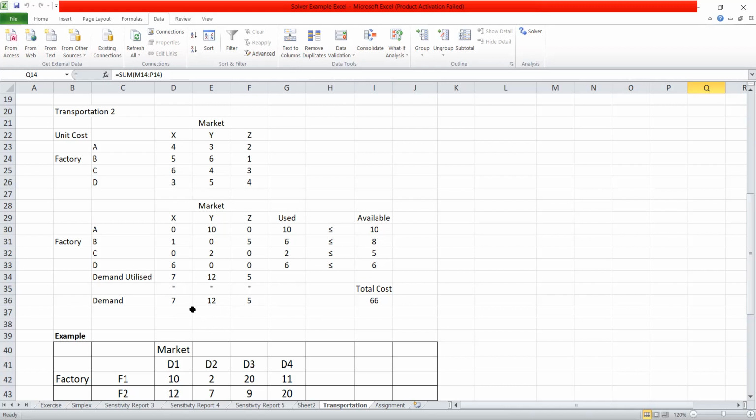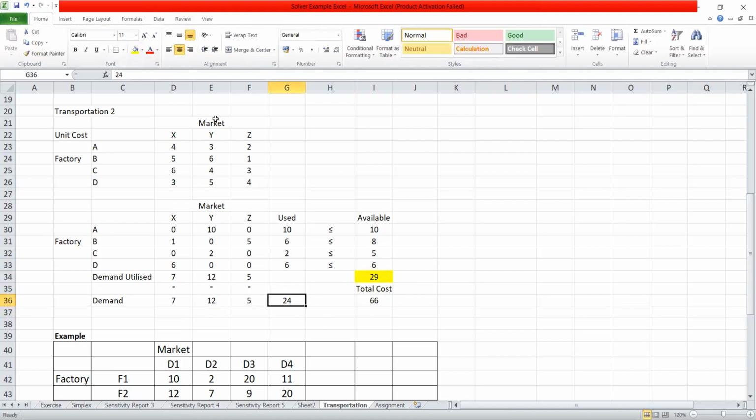But here we can see that supply is greater than total demand. You can see here 18 plus up to 29, but when you calculate the demand, it is only 24. Here it is only 24, and here it is 29. Looking at this, supply is higher than the demand. On a theoretical basis, you have to incorporate a dummy demand for this excess supply of 5. It is a difference of 5.